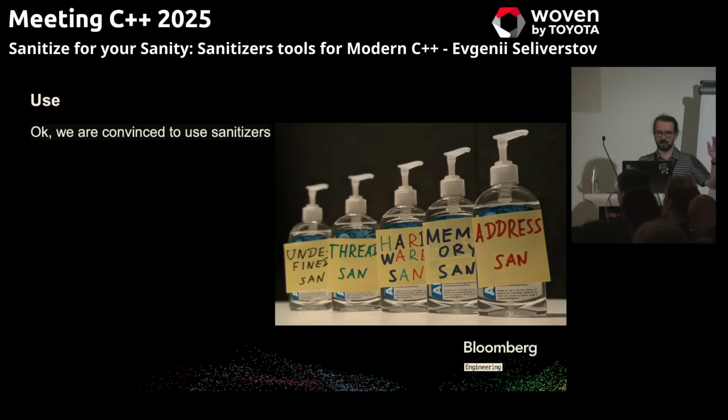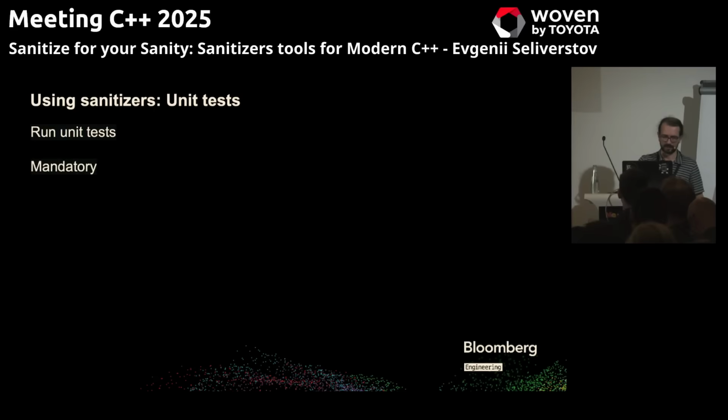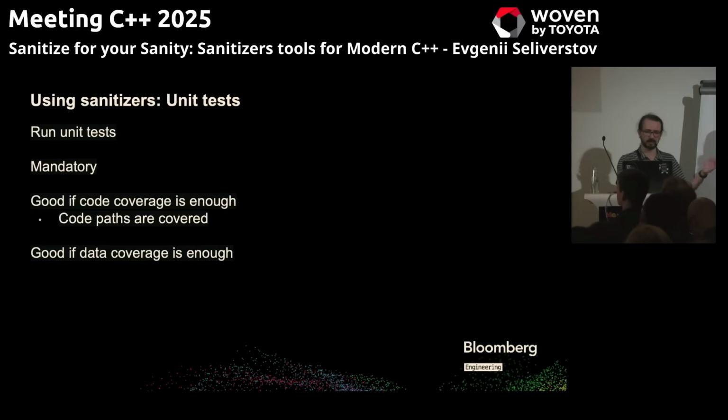Finally, we got how to use them, we got how to build the code, and we are convinced to actually use them. But how and where? So first of all, it's absolutely mandatory that you run all the unit tests with sanitizers. If you don't, please do, because it allows us to catch bugs really, really early. And it's good only if the code coverage for your program is good. Because if you don't cover a specific code path, the error couldn't be seen.